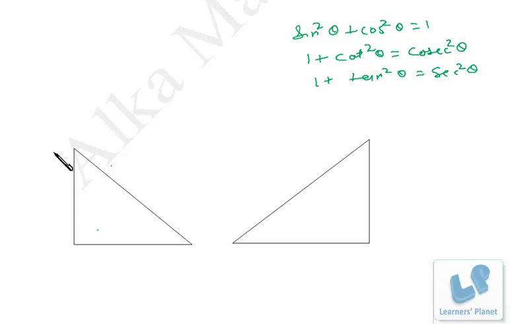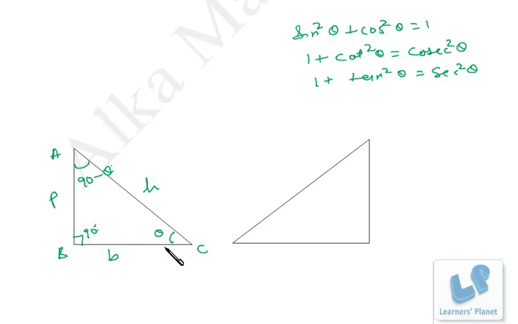Now I have this triangle ABC. Here this angle is 90 degrees. This is theta and this is obviously 90 minus theta to make the sum 180 degrees. Right? Now this is perpendicular, this is base and this is hypotenuse. Right?